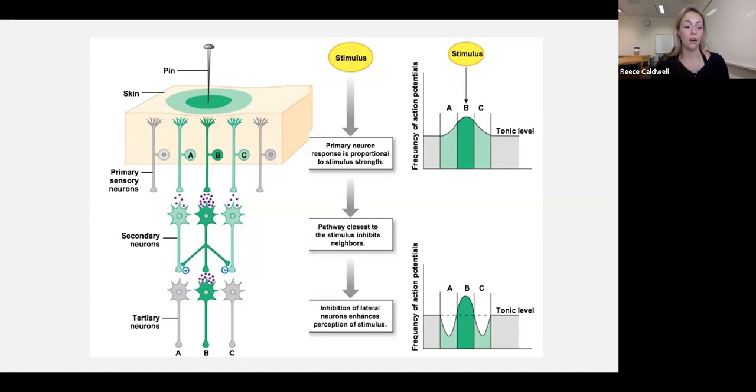Those are going to be our complex receptors. Our complex receptors pick up light pressure or light touch. We're not penetrating the skin, so we're not causing pain. That would be our simple receptors, but here we're doing light pressure, light poke. So those are our complex receptors.